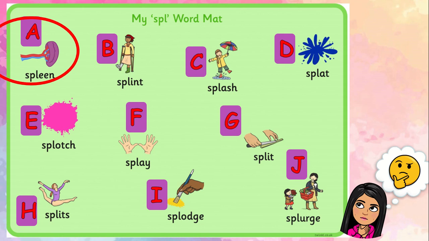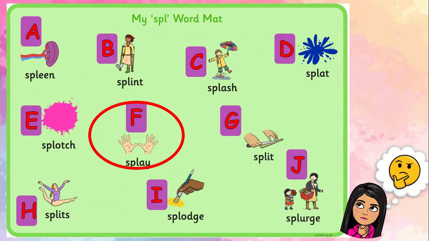Listen carefully. Which letter is splay? Did we talk about splay? I don't think we did, but which letter is splay? Right, it's letter F. Splay. AY makes the A sound. Splay is when you spread your fingers like that, like in the picture. If you spread your fingers like that, it's called splay. Splay your hands. When you spread your hands or fingers in that manner, it's called splay.